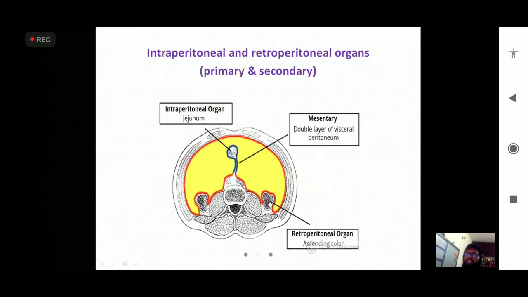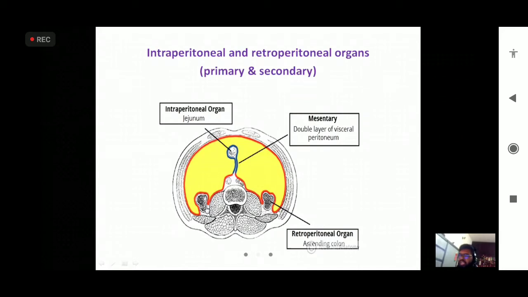But some of the organs are originally outside. From the beginning they are outside, like the kidney, the suprarenal gland, the ureters. That is why they are called primary retroperitoneal. They are partially covered, but the posterior surface is free from the covering of the peritoneum. So these are called primary retroperitoneal organs.